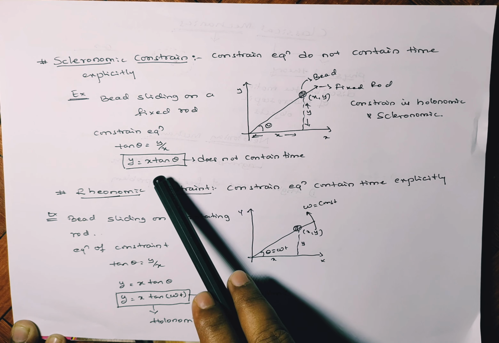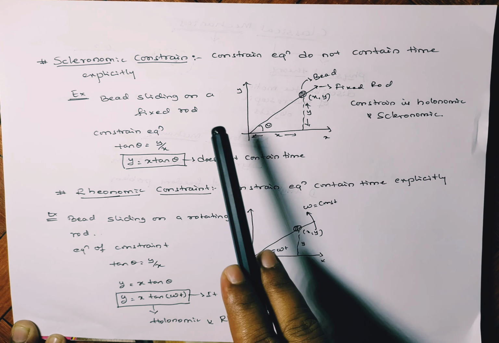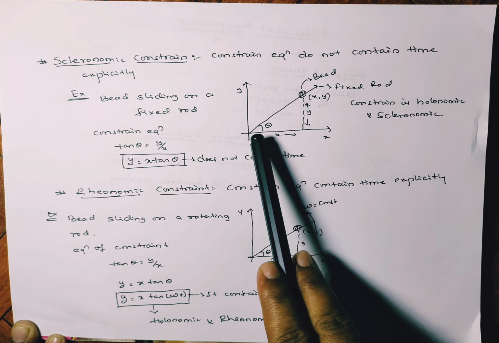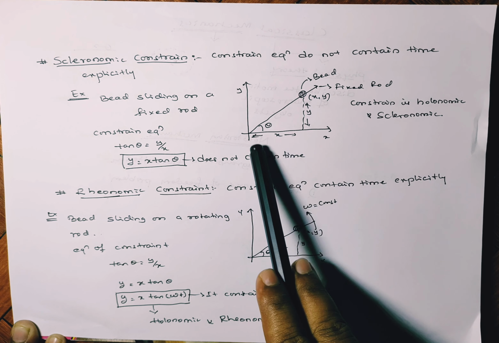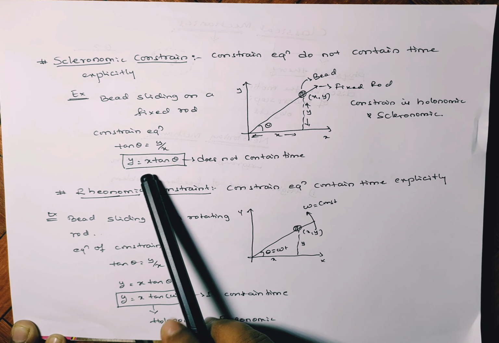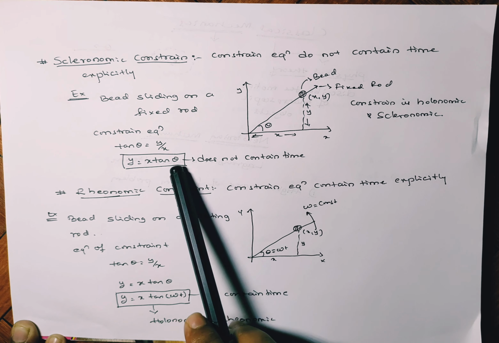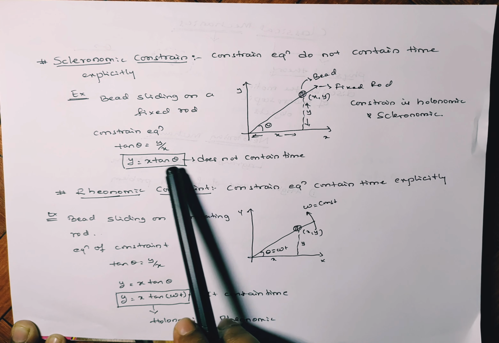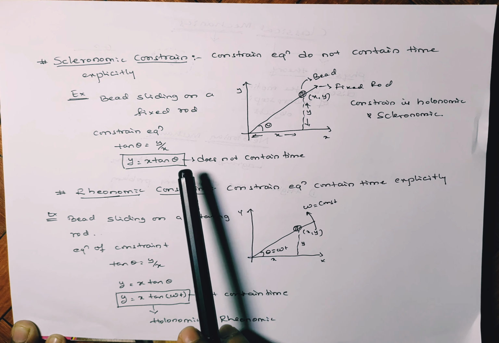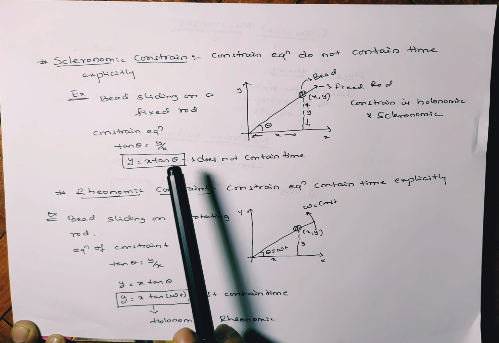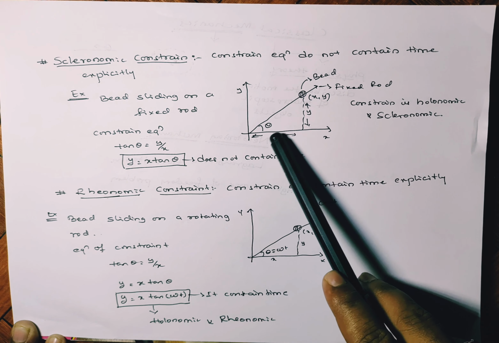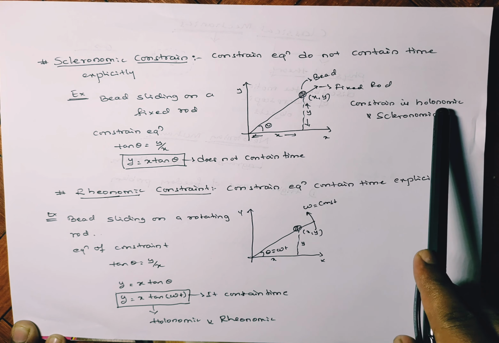right? And this is not only an example of a scleronomic constraint, it is also an example of a holonomic constraint. This is an example of both scleronomic and holonomic constraint. How? Because we represent it in the form of an equation, means there is an equality. Usually in a holonomic constraint there is an equality, in a non-holonomic constraint there is an inequality. So this is an example of a scleronomic constraint, also a holonomic constraint.